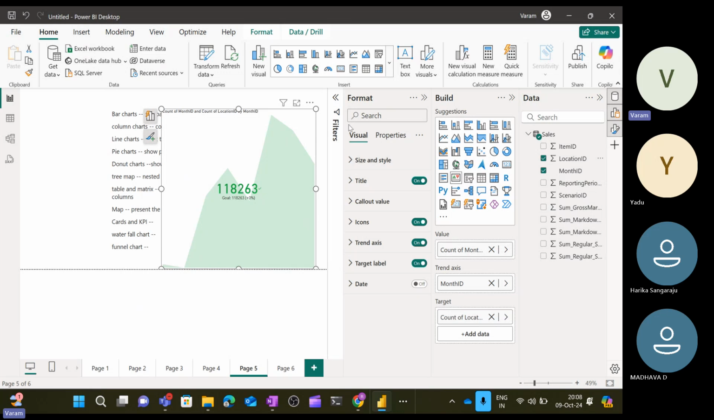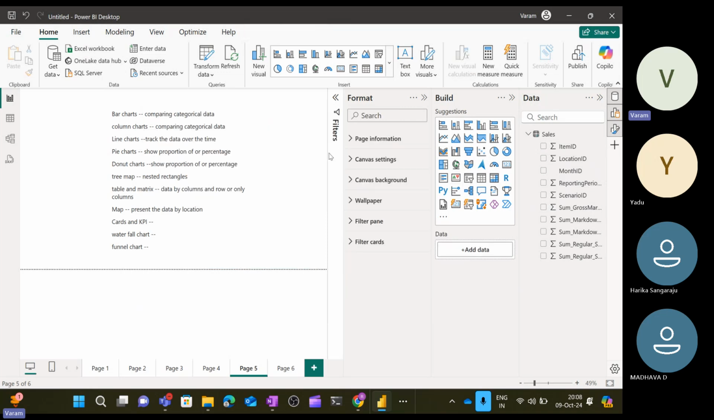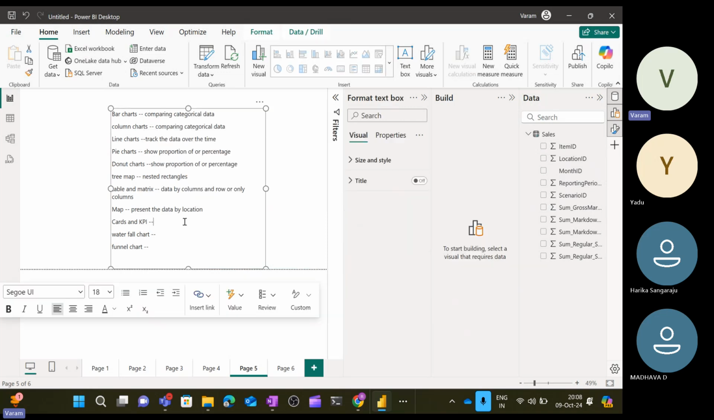But if you want to show your percentages by target, or you want to track how it is going on, then compare actual goals with the target value. That's a KPI. Card is a single value, and it shows the actual target value. Actual and target value is KPI.